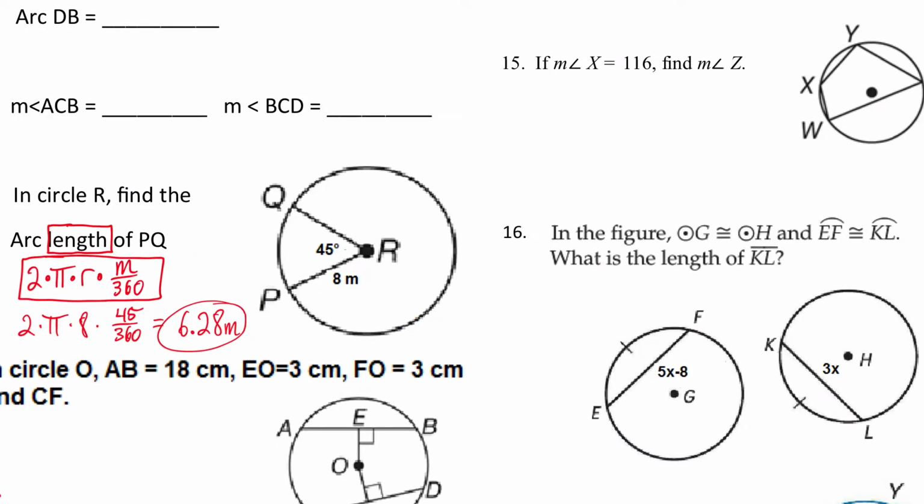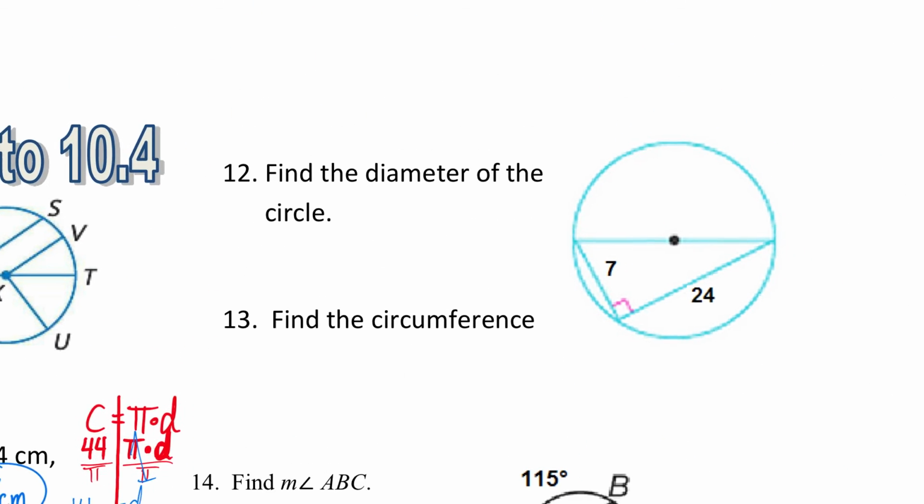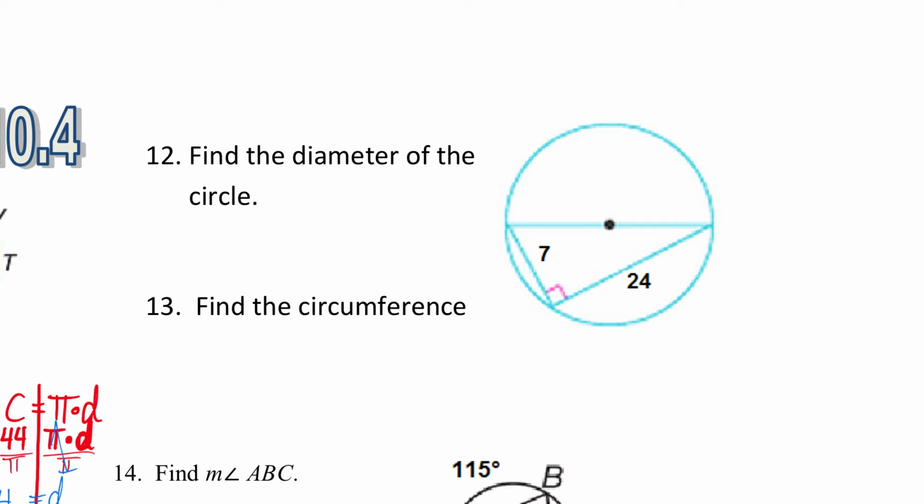All right, so jumping up here to number 12. Number 12 says find the diameter. The diameter is right here. We'll find the length of that diameter. So how am I going to find the length of this diameter? I'm going to put my X right there.